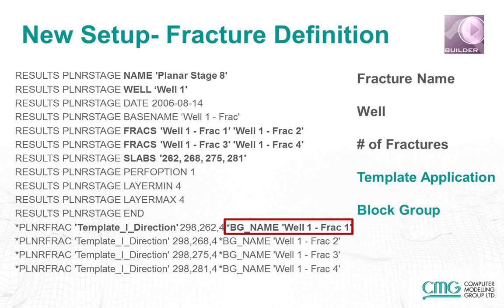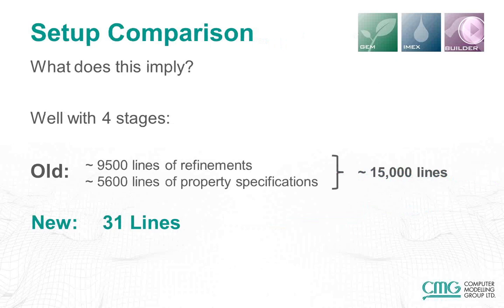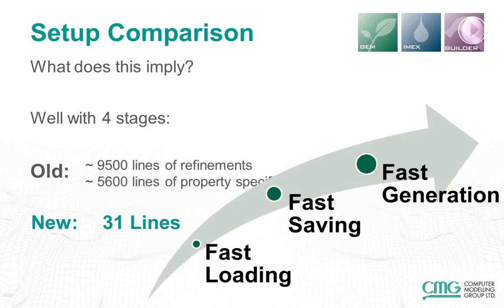So here, if we want to adjust some of the properties of this particular fracture, later on we can refer to the fracture name, which is well 1, frac 1, and adjust the properties accordingly. Overall, in the case with 4 well stages, the previous methodology would have about 15,000 lines in the data set associated with the fractures, where the new methodology will reduce that down to about 31 lines. Most people will only be looking at this in Builder, but what this will represent is faster generation of the fractures, faster time to save the models, as well as a faster time to reload the models.